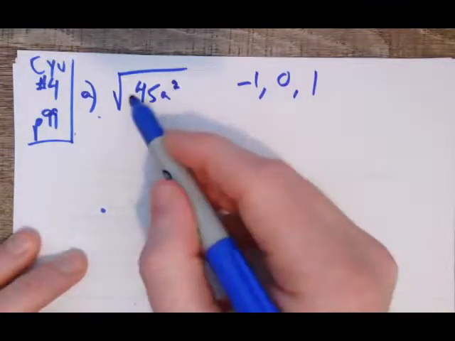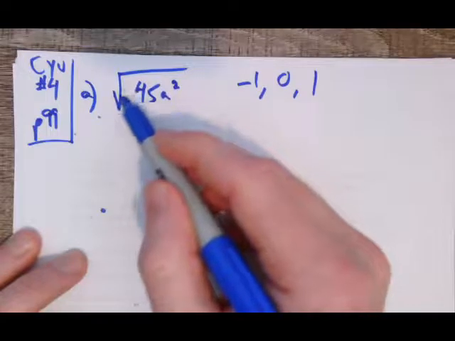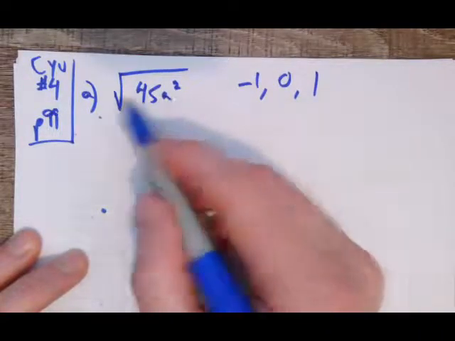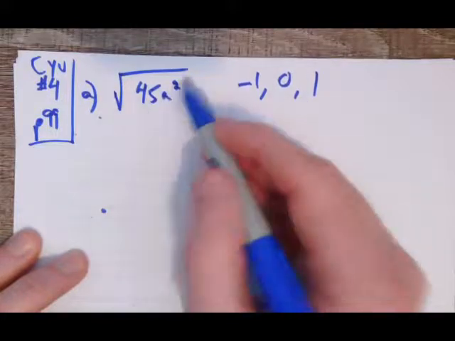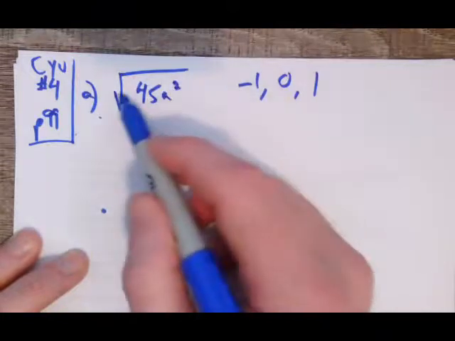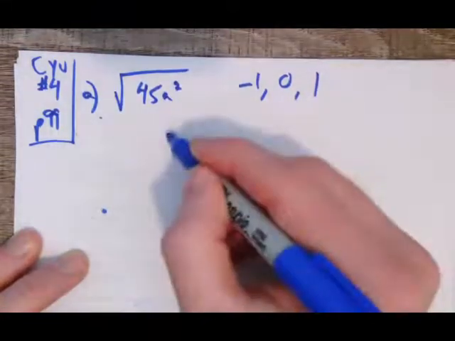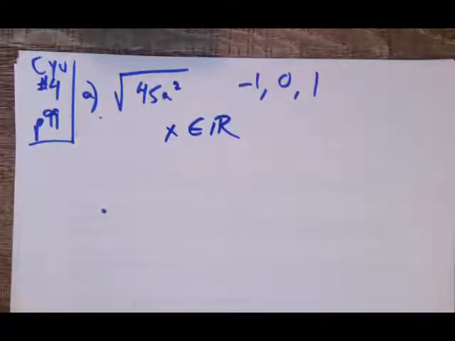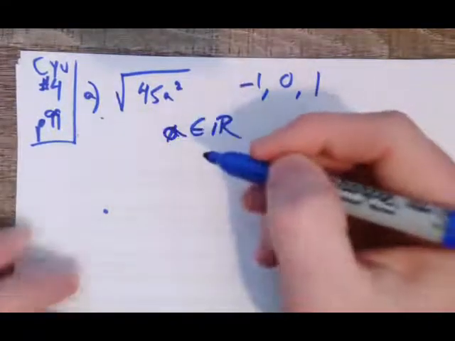The squared, I don't care about the 45, I just care about the sign in front. It's positive, so I can just ignore it. -1 squared is 1, that's positive in there. 0 kills everything, that's 0. 1 squared is 1, that's positive. Everything's positive, doesn't matter what you put in there. A is an element of the reals.